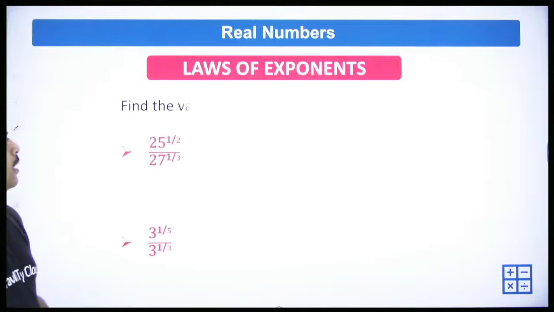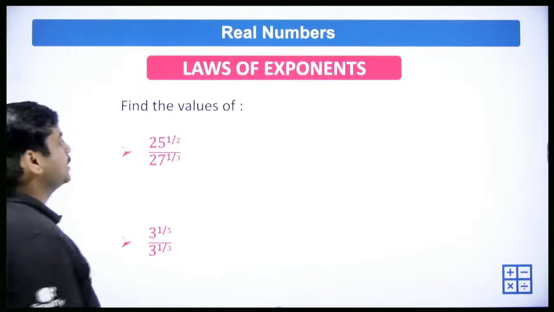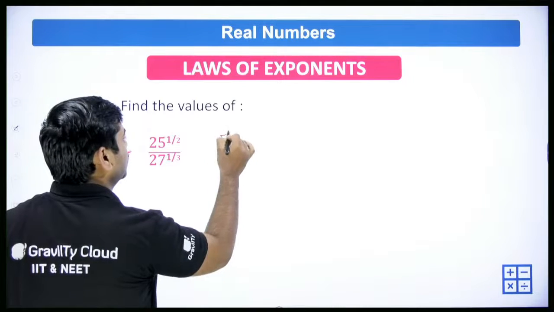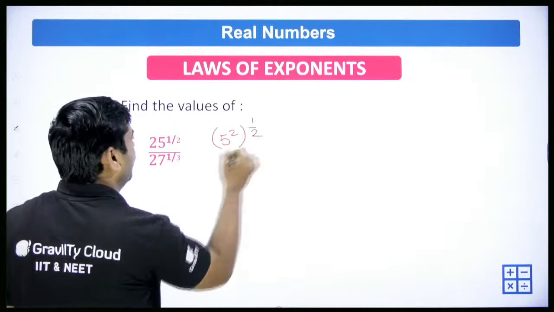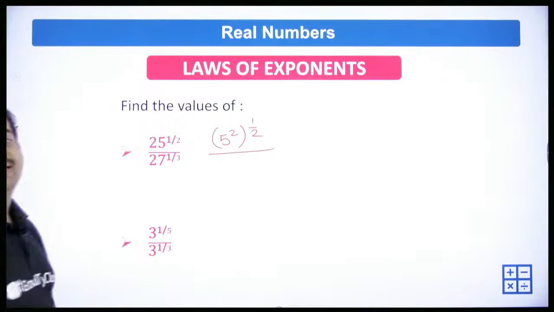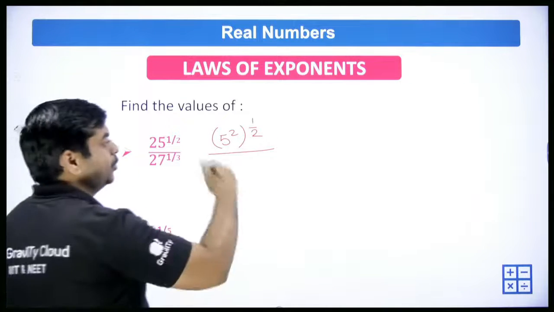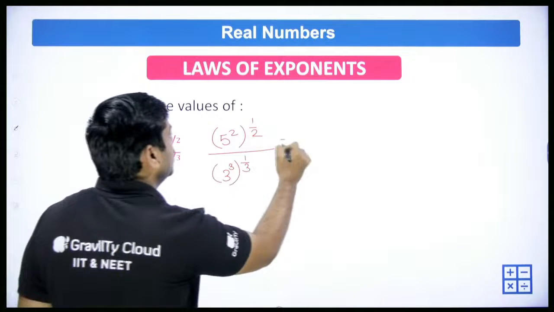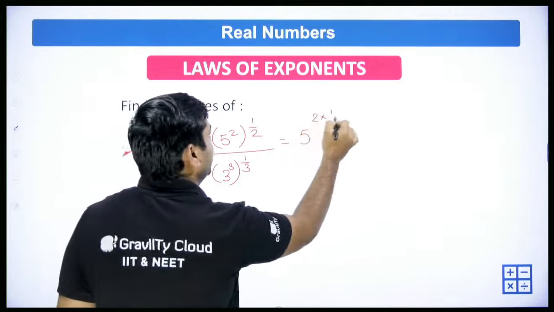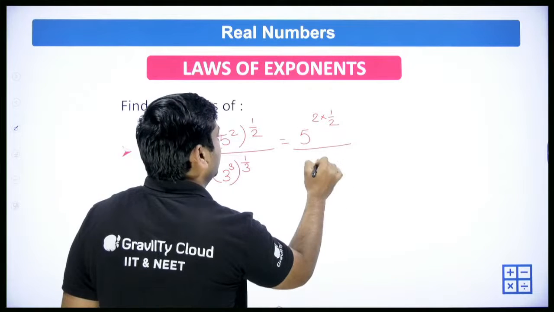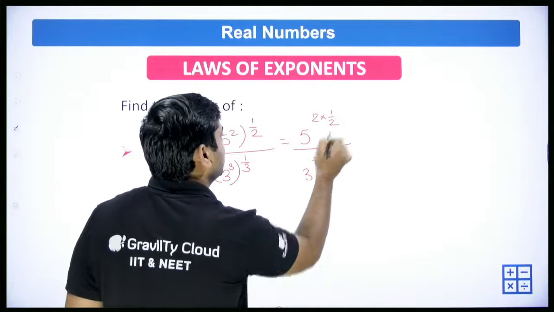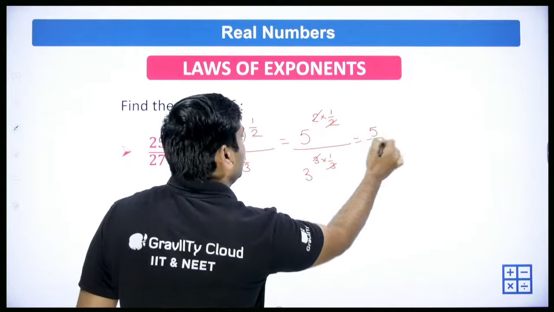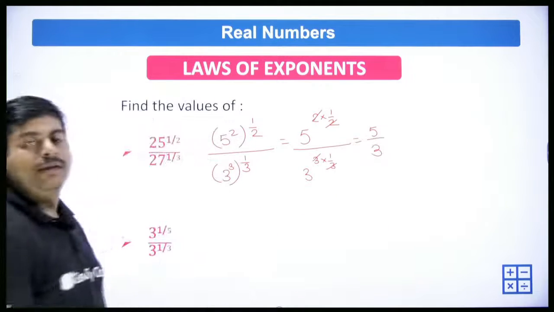Okay. So we have discussed 25 by 27. 25 is 5 square whole power 1 by 2, and 27 is 3 into 3 into 3, so 3 cube whole power 1 by 3. So 5 power 2 into 1 by 2 by 3 power 3 into 1 by 3. So 3 and 3 get cancelled, 2 and 2 get cancelled. That will give you 5 by 3.